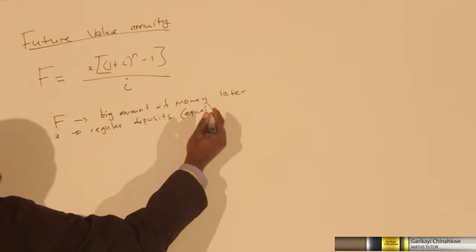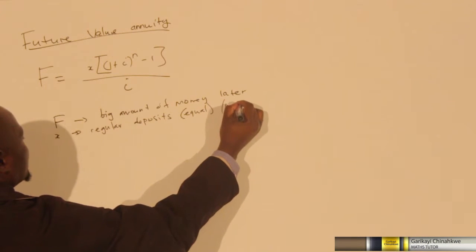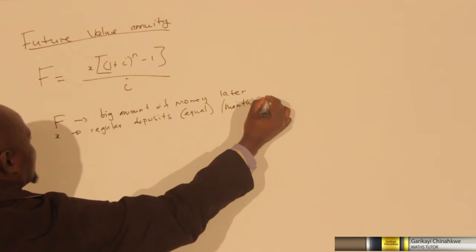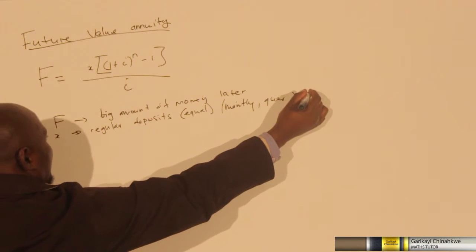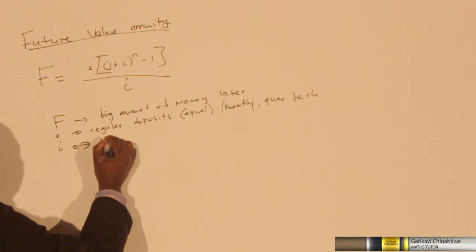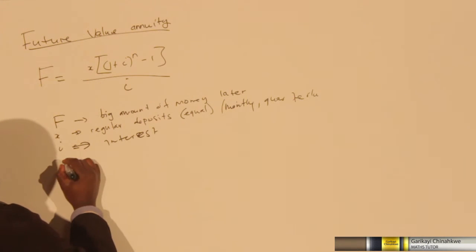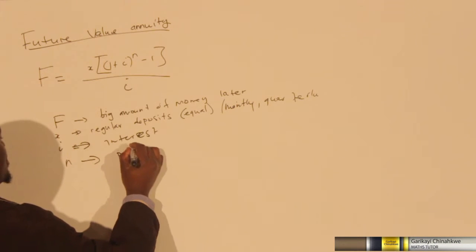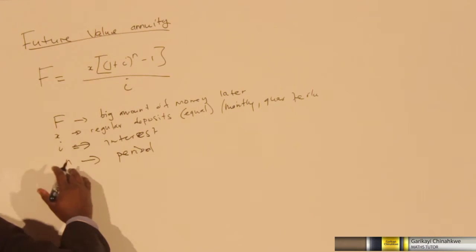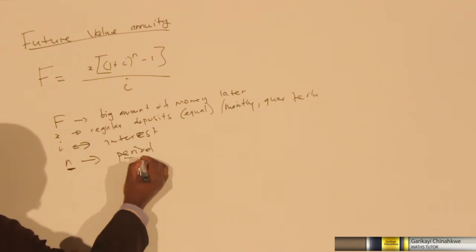Maybe these deposits, you pay them monthly, quarterly, or yearly. So you pay them regularly. Then I, of course, is the interest. And then N is the period over which the person is going to be depositing an equal amount of money regularly, maybe on a monthly basis. So N is the period.